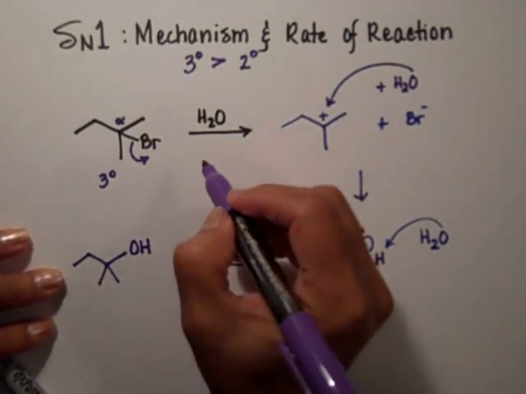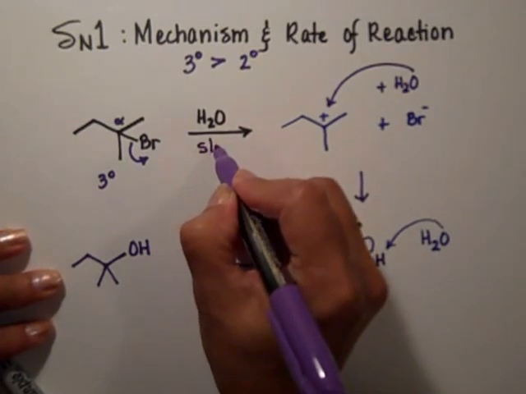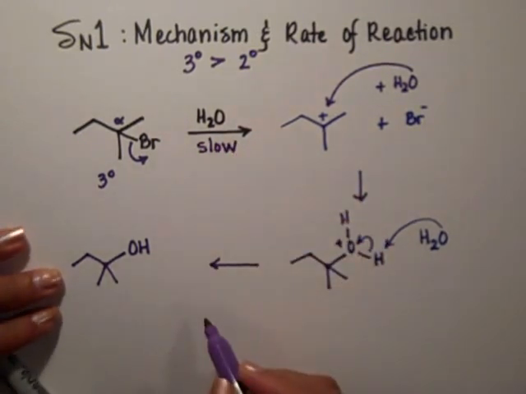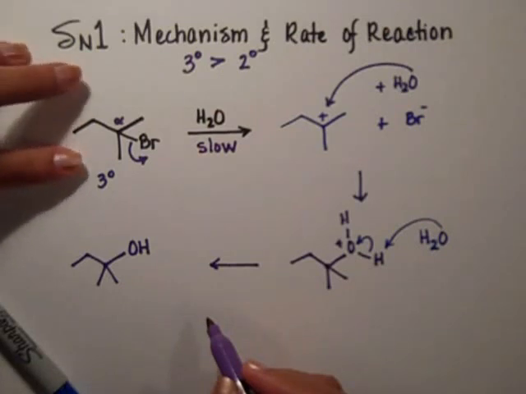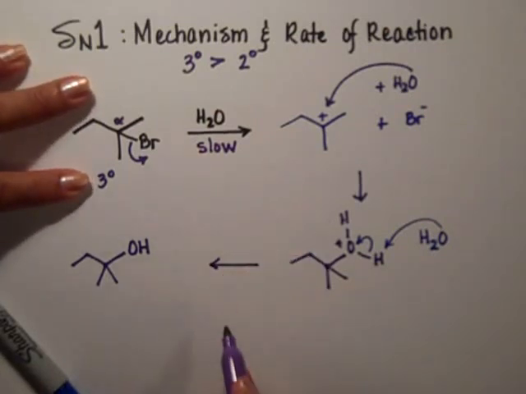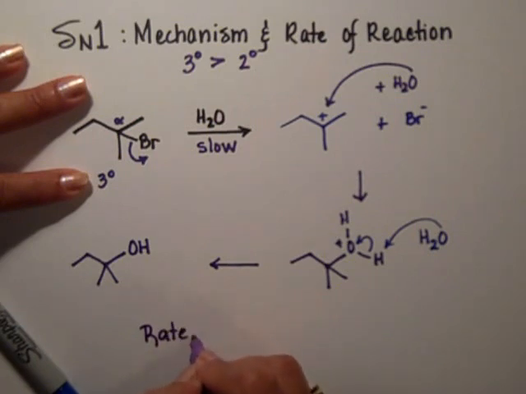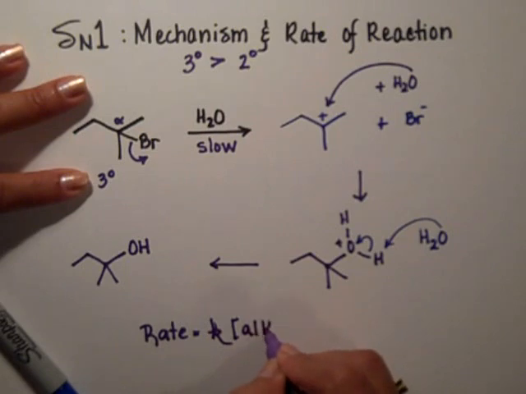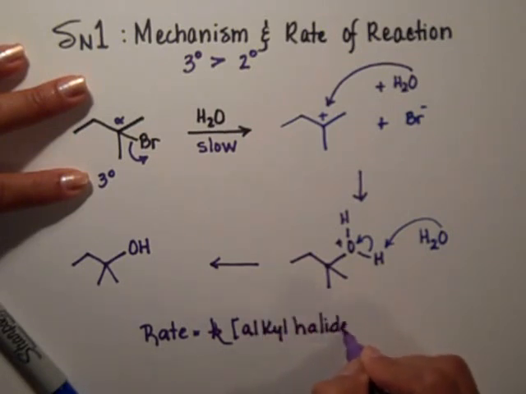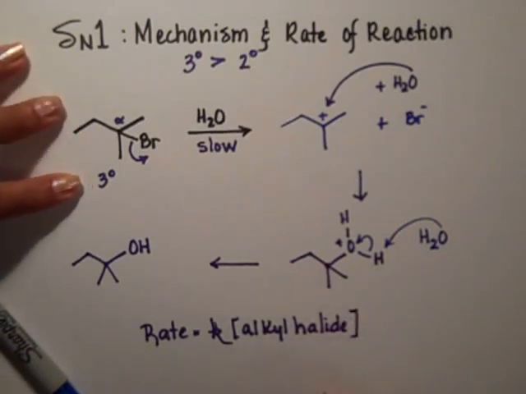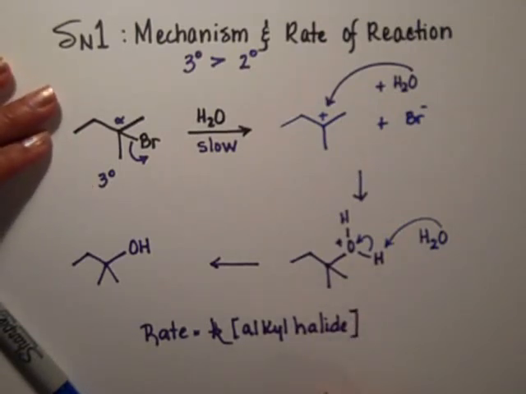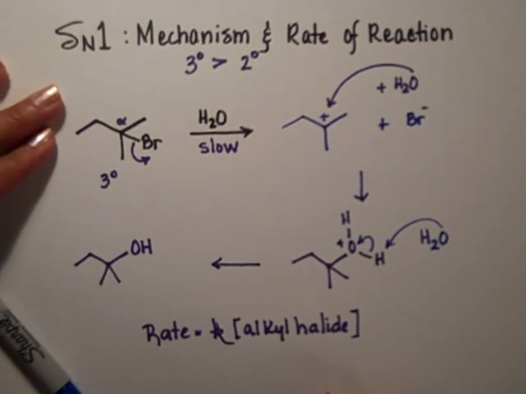So the rate determining step is the first step, the formation of the carbocation, and only one molecule has to do the carbocation. So the rate of an SN1 reaction depends only on the concentration of your alkyl halide. So if you were to double the concentration of alkyl halide, you would double the reaction. But if you would double the concentration of the nucleophile, nothing's going to happen.